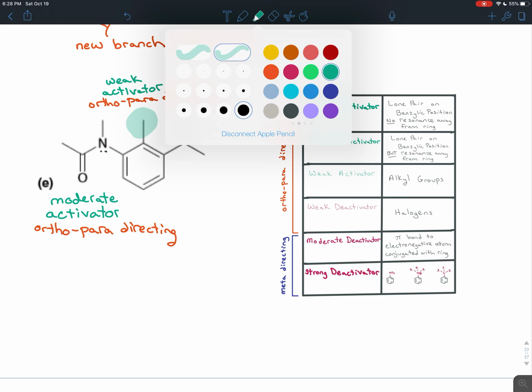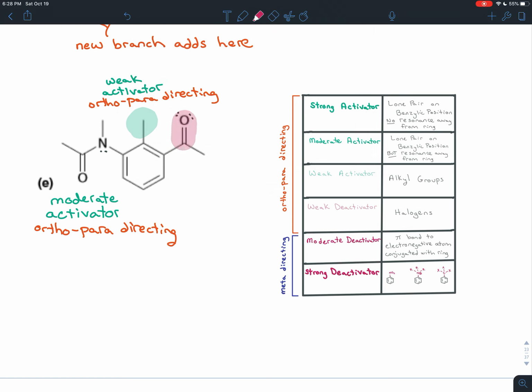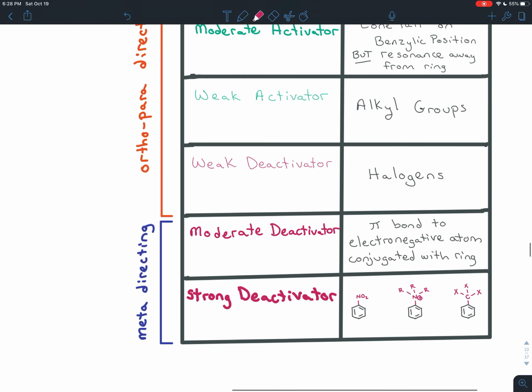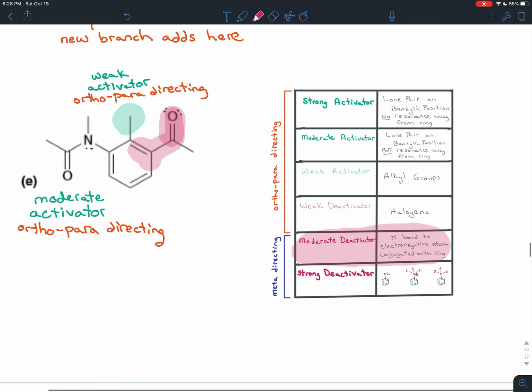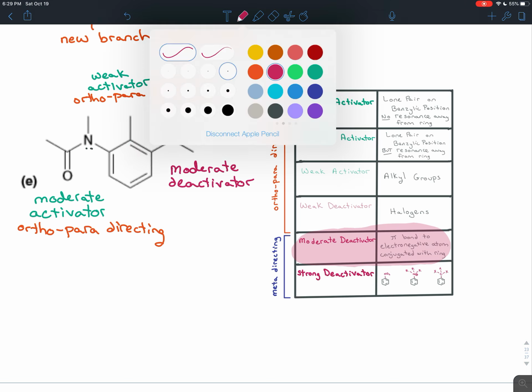And then finally, this third branch, we have a pi bond to an electronegative atom on the benzylic position. That pi bond is conjugated, double, single, double, with the ring. So a pi bond to an electronegative atom conjugated with the ring, if you have that pi bond to the electronegative atom on the benzylic position, that is a moderate deactivator. And all moderate deactivators are meta-directors.